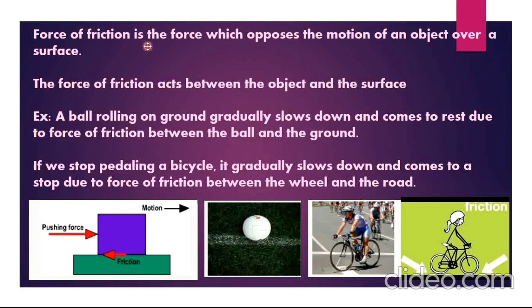The force of friction is the force which opposes the motion of an object over a surface. Here, the friction acts between the object and the surface. For example, a ball rolling on the ground gradually slows down and comes to rest due to friction between the ball and the ground. If you stop pedaling a bicycle, it slows down and comes to rest because of friction between the wheels and the road.